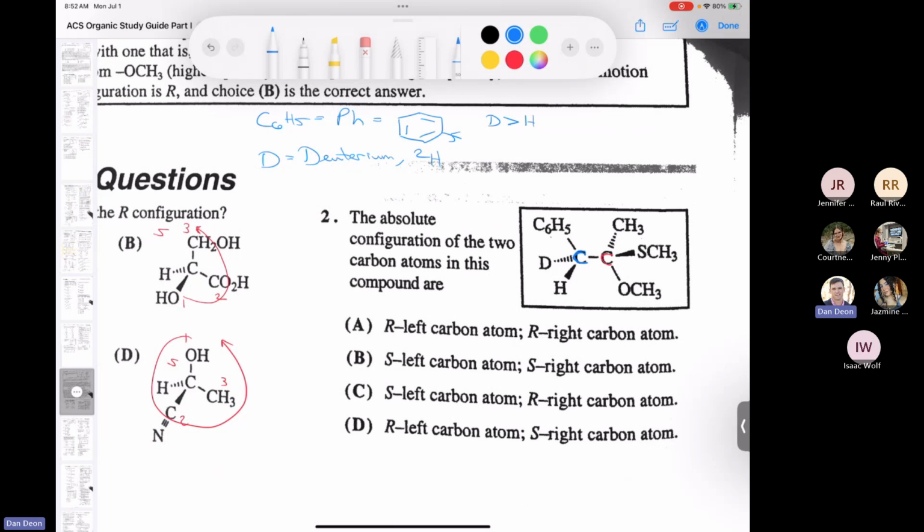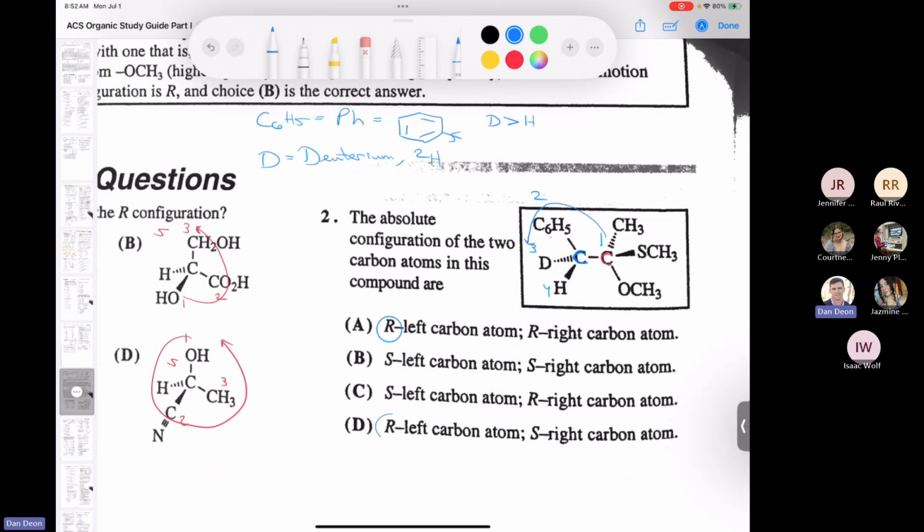So if we look at the carbon in blue, this one has a carbon, right? And this one is a deuterium, this one's a hydrogen. So this is going to be group number 3, this is group number 4. But this one here is attached to carbon, carbon, carbon, whereas the carbon in red is attached to sulfur, oxygen, carbon. So that means the carbon in red is going to take precedence. So this is going to be 1, this will be 2. So we're going 1, 2, 3, like this, which is counterclockwise. That would be S, but remember the hydrogen is coming up towards us, so we reverse it. So this would be R.